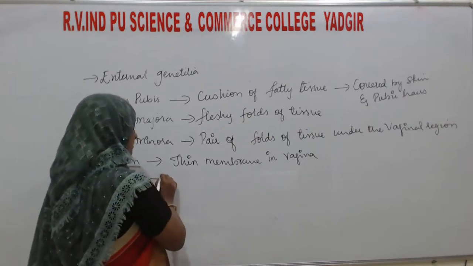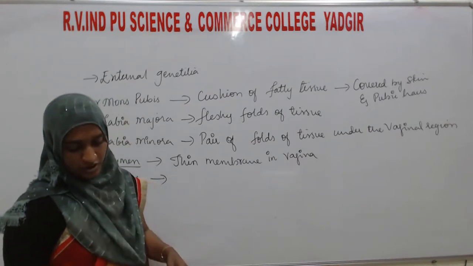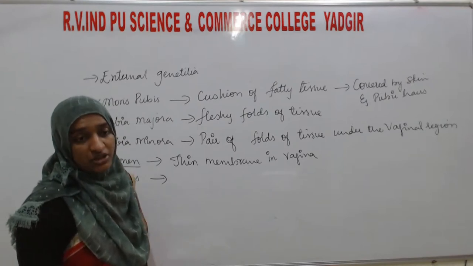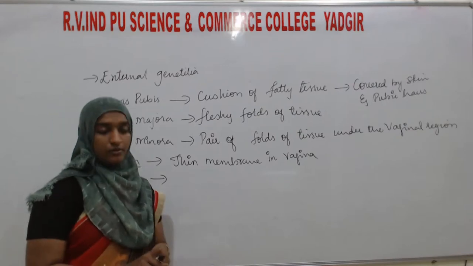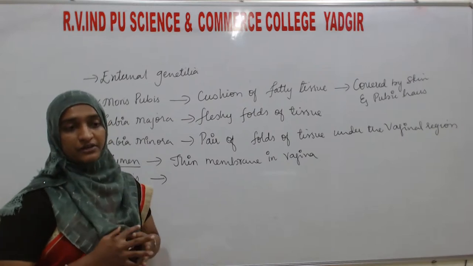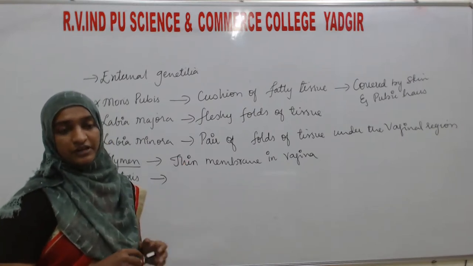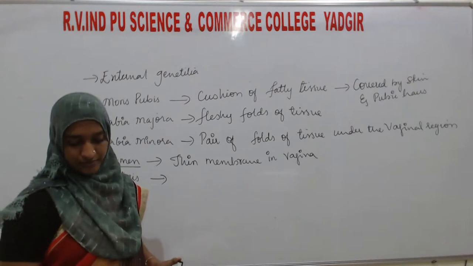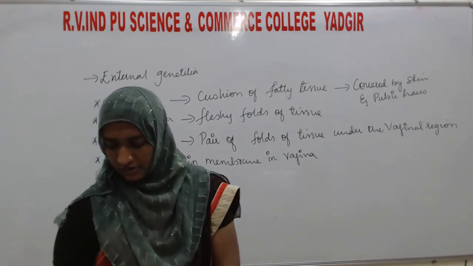Next, the clitoris. This is a small projection, a tiny finger-like structure which lies at the upper junction of the vagina, and acts as part of the external genitalia in the female reproductive system. So this is the whole thing about the female reproductive system. In the next class, we will continue with the mammary gland, the structure of the mammary gland. The class after that will be gametogenesis. Okay, thank you.